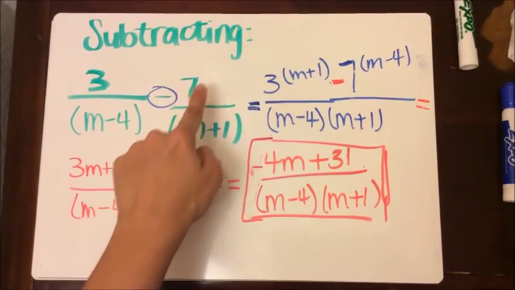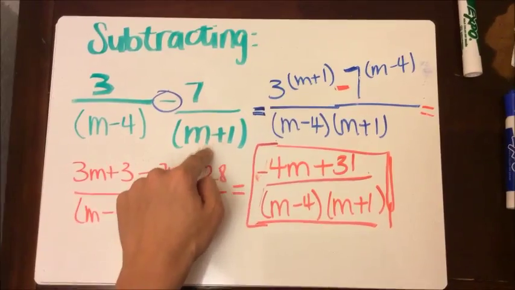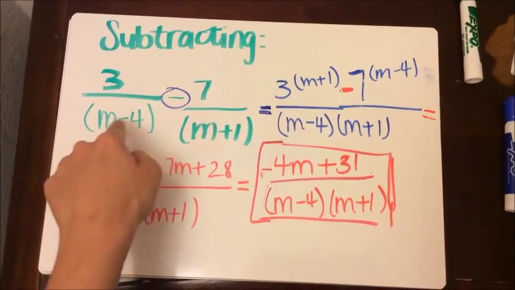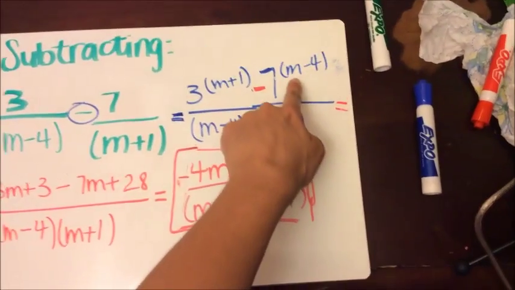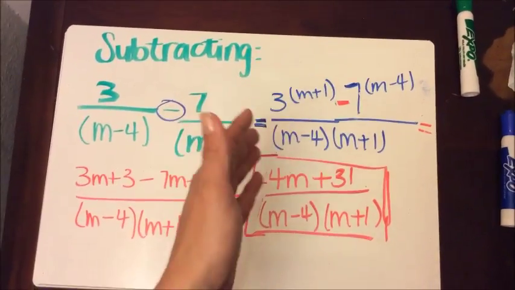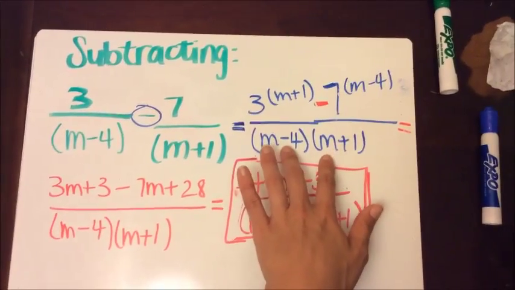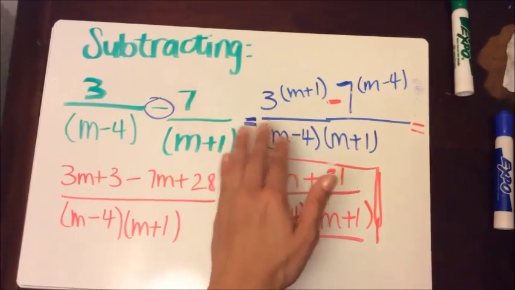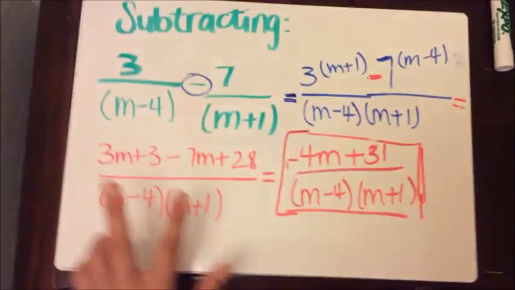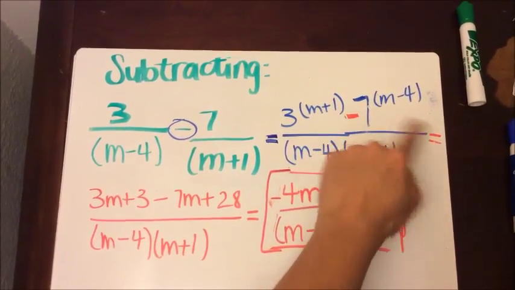Then we think about the second fraction. What is the 7 over m plus 1 missing that the first fraction has in the denominator? It is missing an m minus 4. So then we know that we have to multiply it by m minus 4. And since we multiplied each top and bottom by them, we already know that the denominator has both of them combined. We can combine them, there's no problem. Then after that, we would go to the next step, when we would simplify and multiply.